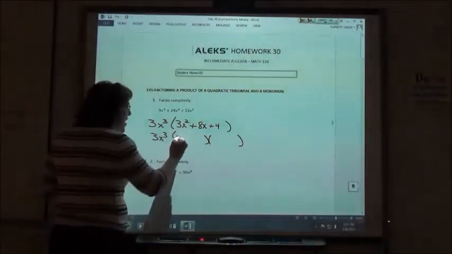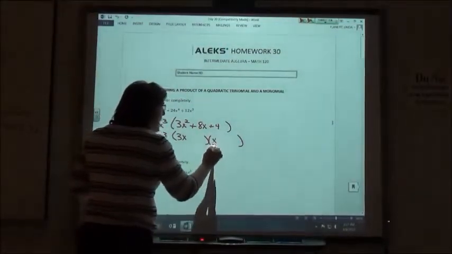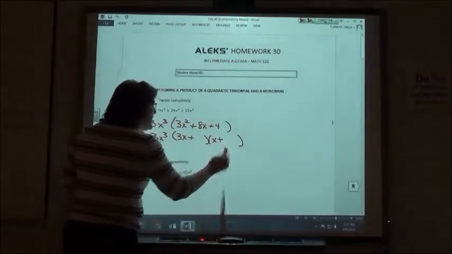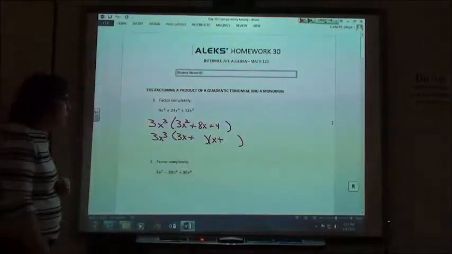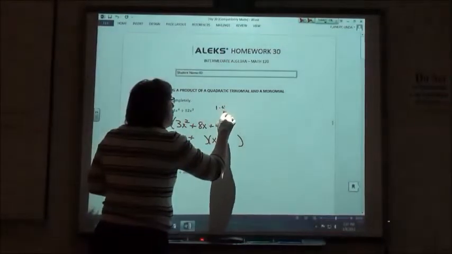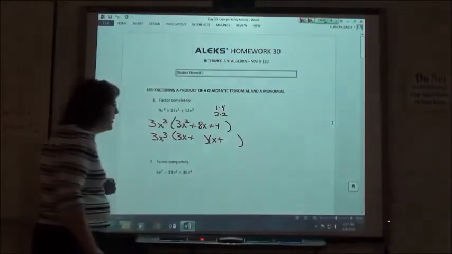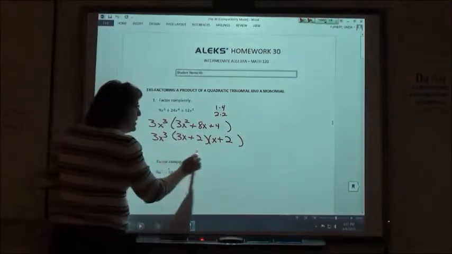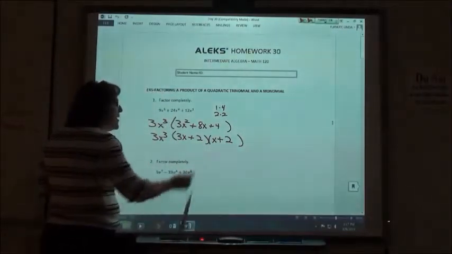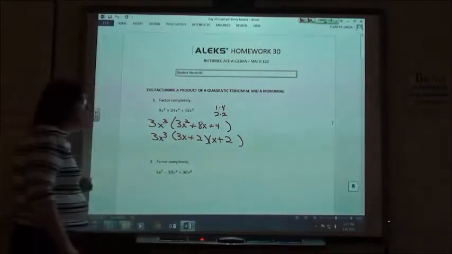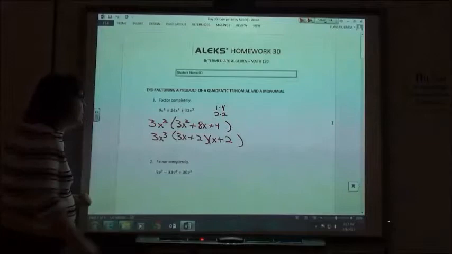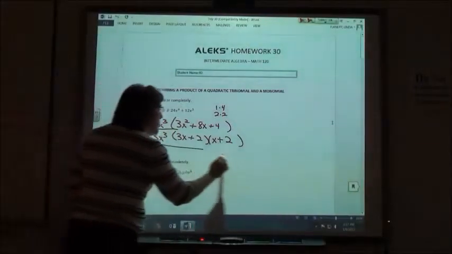Factors of 3x squared. 3x times x. Since both of these are pluses, we have a plus and a plus. Factors of 4. I could either use 1 times 4 or 2 times 2. Let's see, if I do the 2 and the 2, my outside product is 6x. My inside product is 2x, and sure enough, 6x plus 2x gives me the 8x in the middle. So this is going to be my answer.